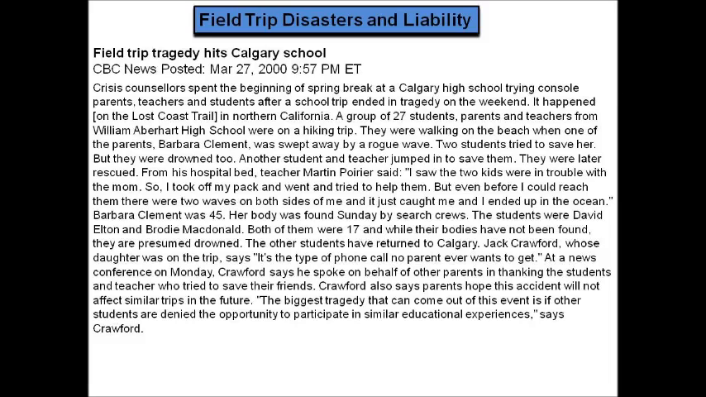And Barbara Clement was 45. Her body was found Sunday by search crews. The students were David Elton and Brody McDonald. Both of them were 17. And while their bodies have not been found, they're presumed drowned. The other students have returned to Calgary.